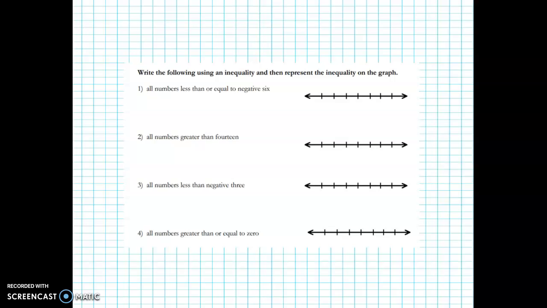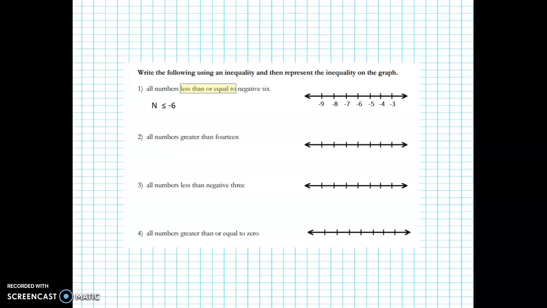In this lesson, we are looking at graphing inequalities from word phrases. Number one, all numbers less than or equal to -6. The first step is to identify the inequality you're going to be using, less than or equal to. Then write out your number sentence. All numbers n are less than or equal to -6.